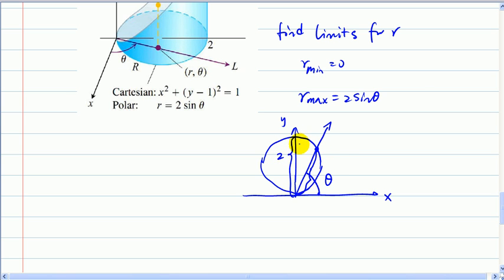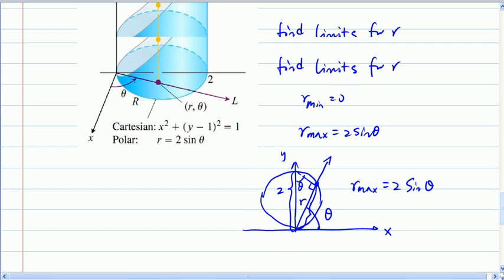So how do I get the R? If I connect these two points, I get a right triangle. So this is theta here. So apparently this R max equals 2 sine theta. There. So that's how R max is obtained here.